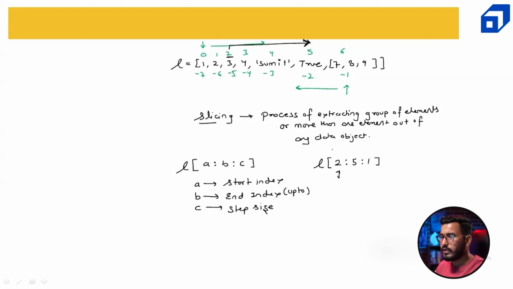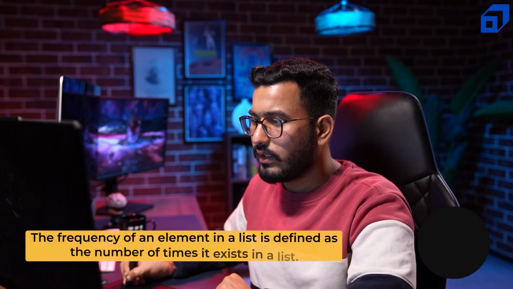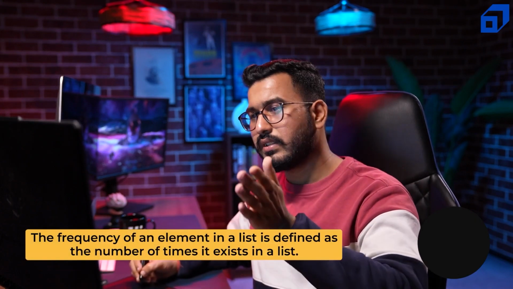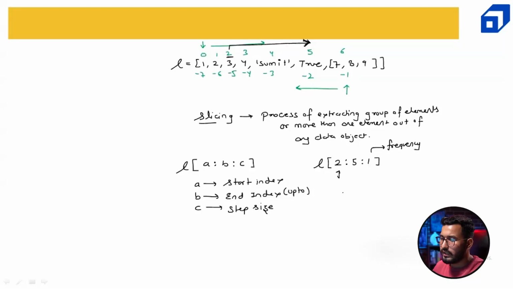It is up to B. And I'll extract every element at a frequency of 1 step. So 1 means frequency: at what step you will extract the element. So I'm saying one after the other. You will get the output as 3, 4 and Sumit. This output will always be in a list because the initial data object is a list. So your slicing output will also be in a list. That is how we perform slicing.